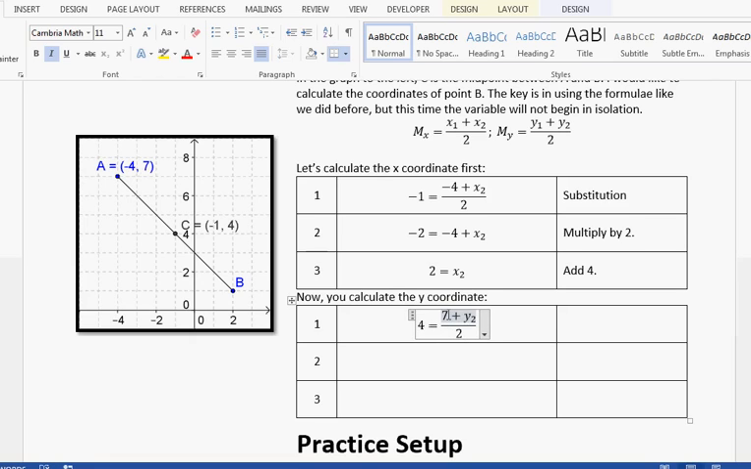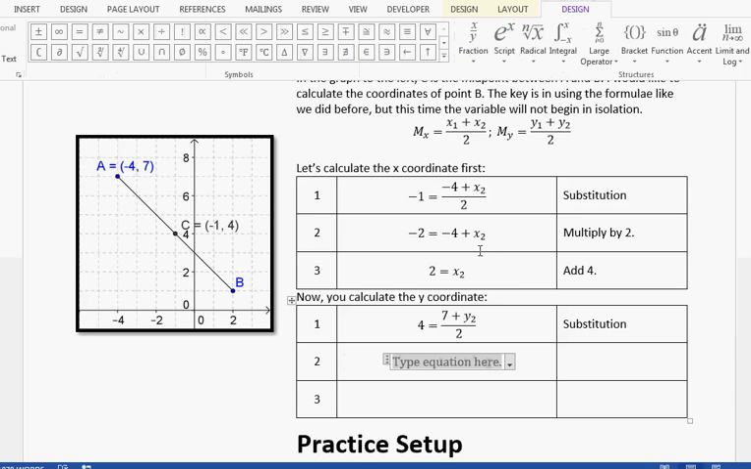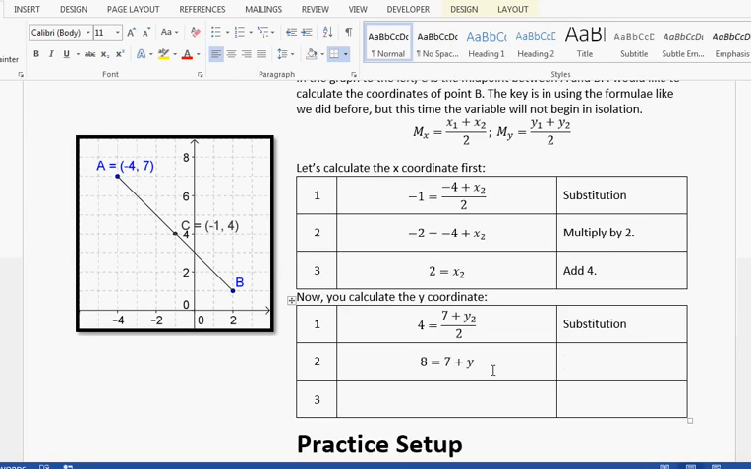Alright, so we get 4 equals (7 plus y sub 2) over 2. This is called substitution. Now I'm going to multiply both sides by 2, and we end up with 8 equals 7 plus y sub 2. I'm just going to call it y now. There's really no reason to call it y sub 2 anymore.